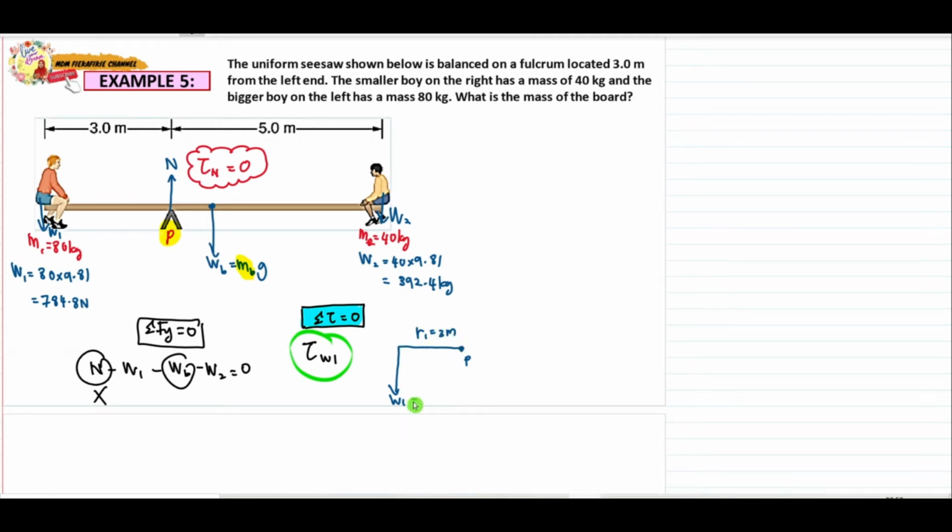Kalau you rasa confused, buat satu-satu. Kan? Kalau boleh tengok terus boleh tahu clockwise or anti-clockwise, lagi bagus. Okay, itu cara nak tengok lah. So, dia mesti positif. The value of torque here should be positive, the torque due to the weight of the first boy. R1, W1. Saya letak macam tu je dulu. Lepas tu saya akan proceed to the second part.